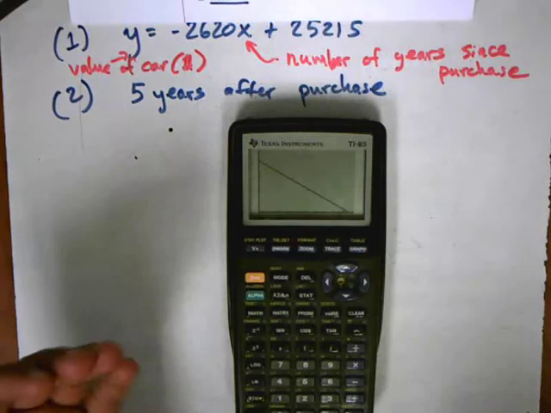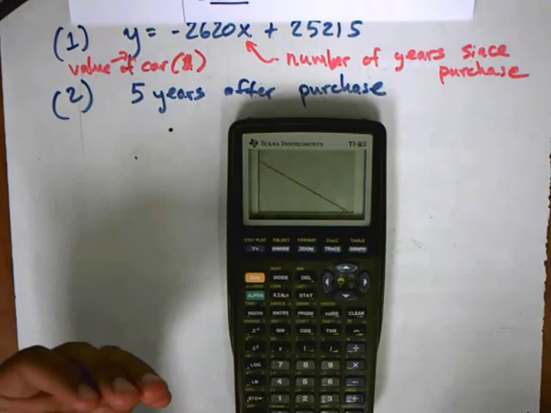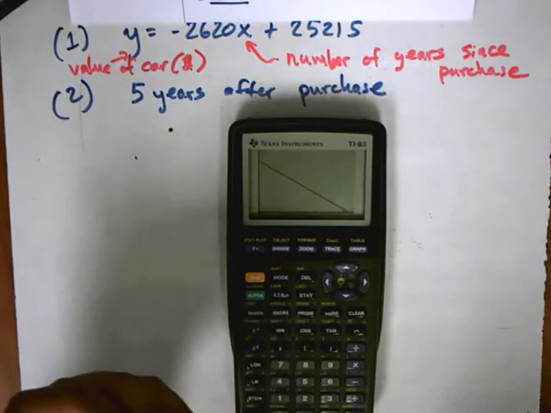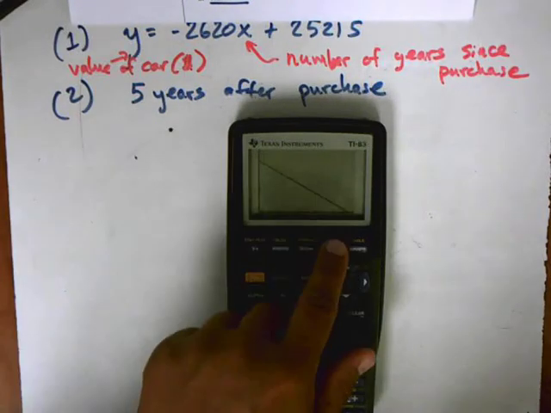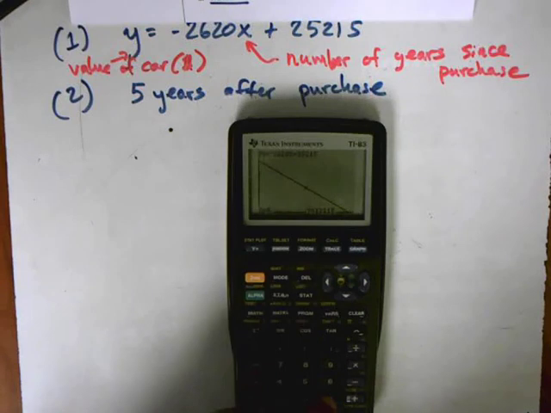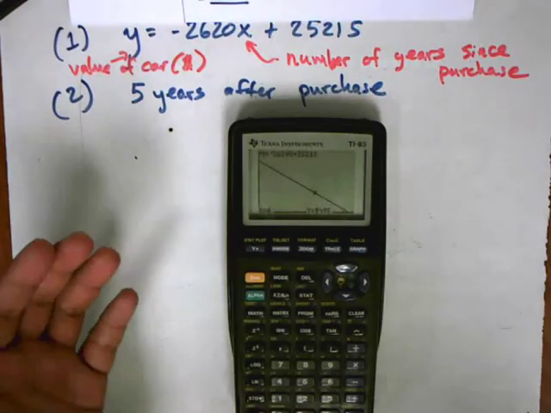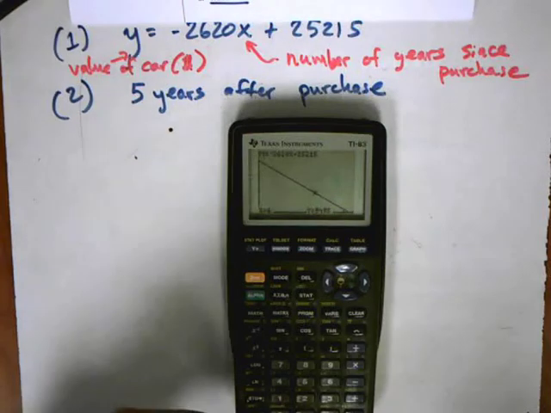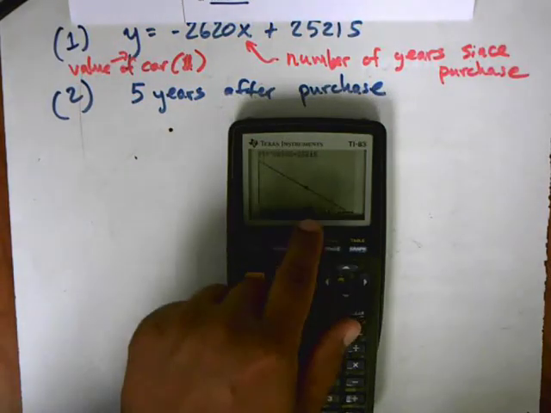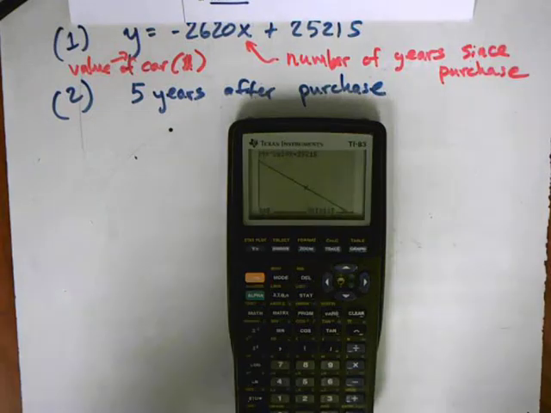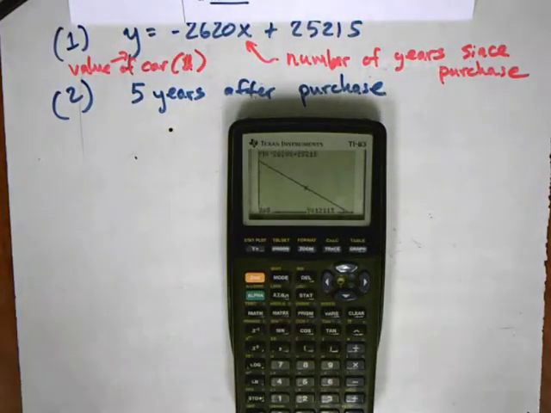And you can see that this graph is decreasing, because every single year the car is losing its value. And if we want to know how much it's worth 5 years after the purchase, you can just hit trace and type in whatever number you want. So your calculator is asking you to type in a value for x, and it will give you a value for y. So we can type in 5, and you can see that it is $12,115.